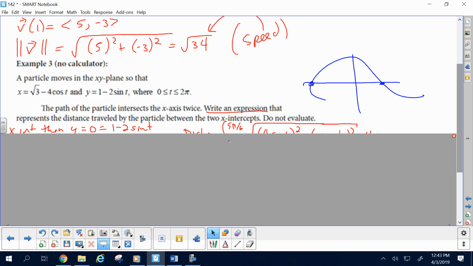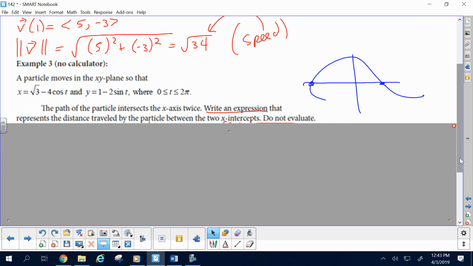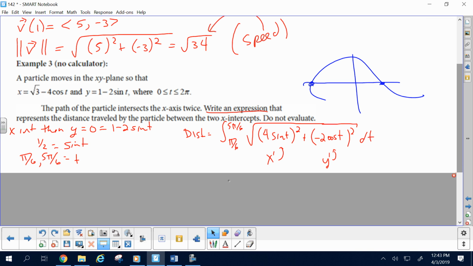This is a bit of a humdinger. Do you agree you need to... So we have to evaluate. Yeah, you don't have to evaluate it. Don't worry about it. Do you agree that you need to start by finding where it hits the x-axis? Does that mean find where x equals 0 or y equals 0? Y equals 0. So you should first be operating with y equals 0 to find where it is at the x-axis. And I find that to be pi over 6 and 5 pi over 6, right?